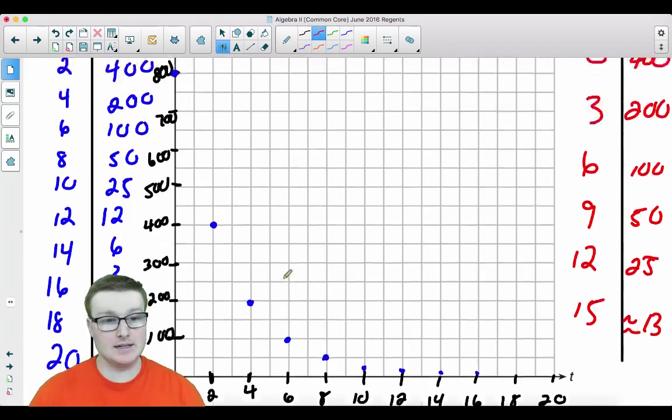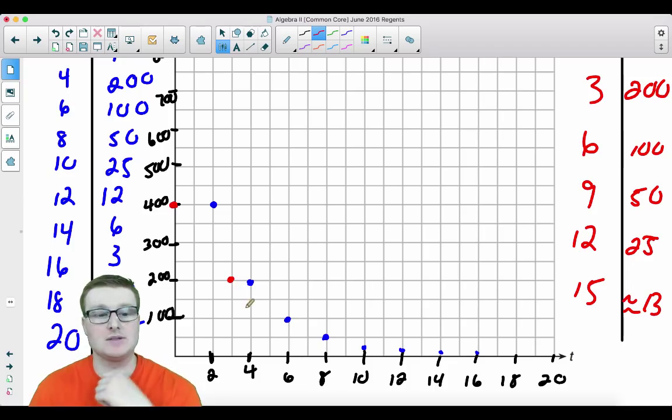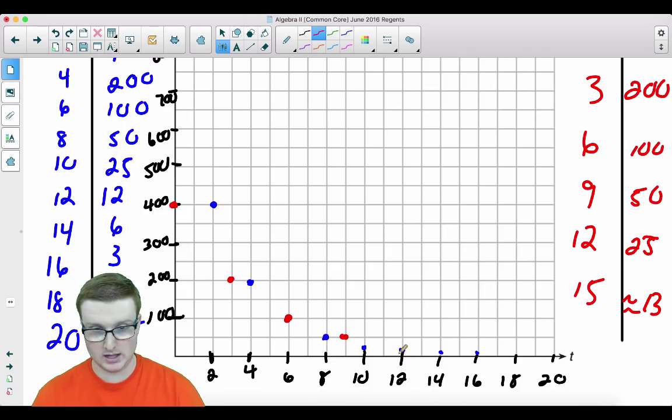Now for the red, 0, 400, we get this. 3, we get 200. So in this case, I counted by 3s. That was the best thing to do. Then 6, we get about 100 right there. Then at 9, you get 50. Then 12, you get 25. And then 15, you're about there.